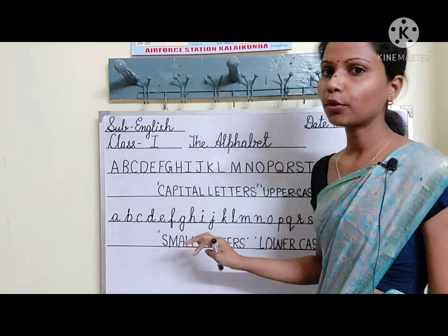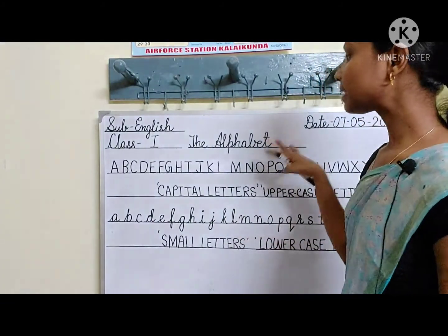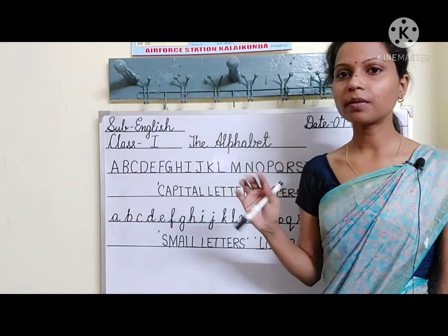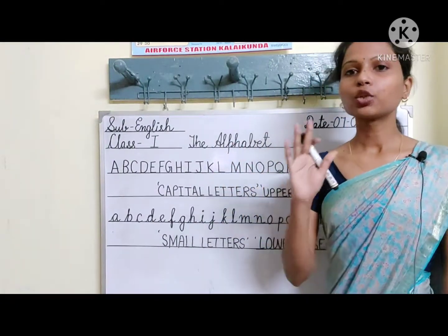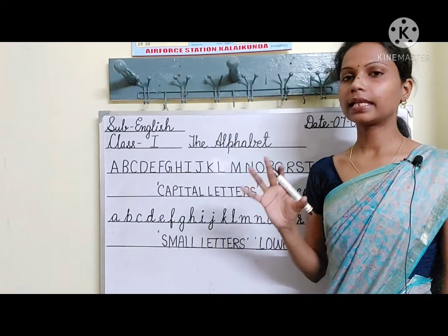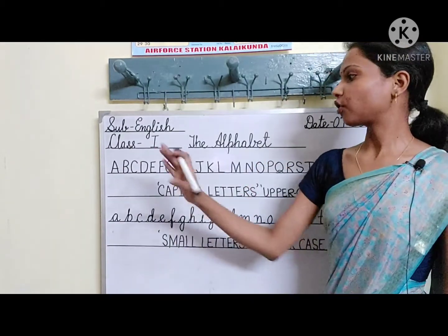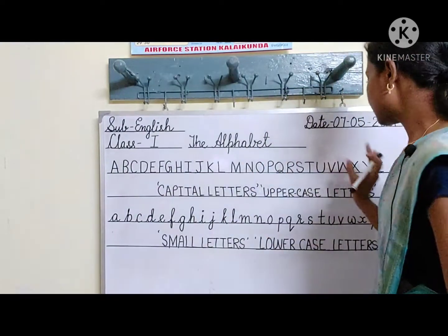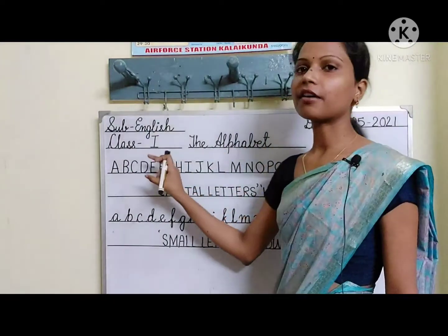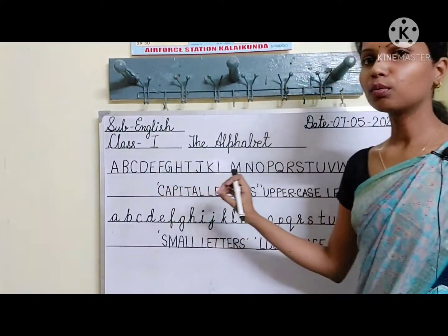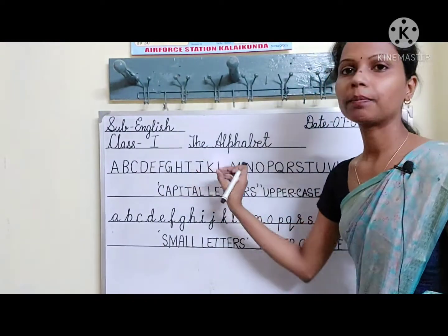So once again I am going to ask you, how many letters are there in the English alphabet? There are 26 letters in the English alphabet from A to Z. So these letters are fixed. We cannot move them from their place.